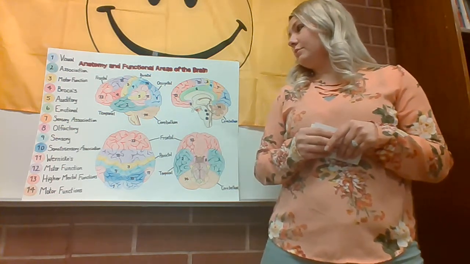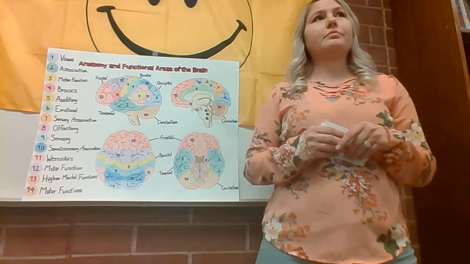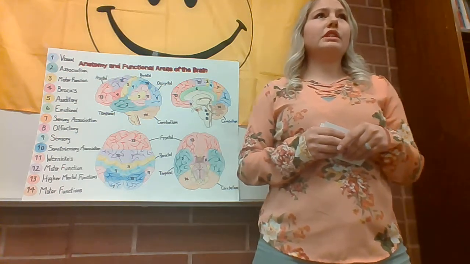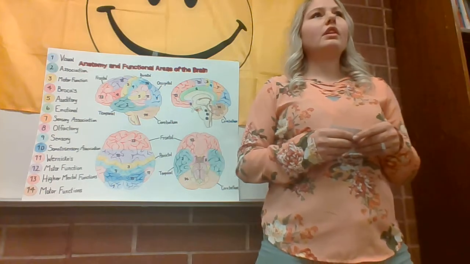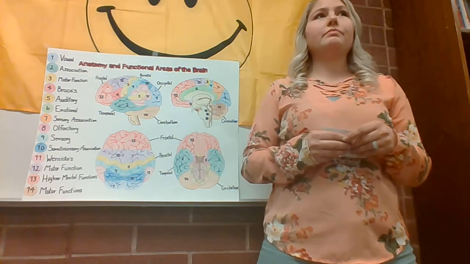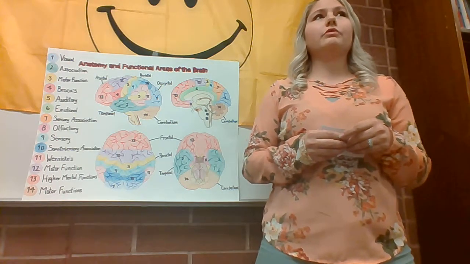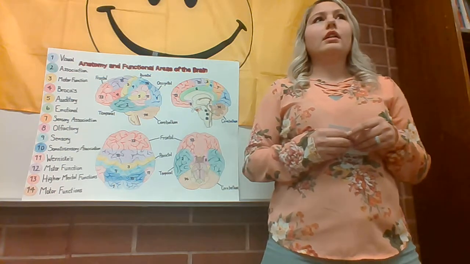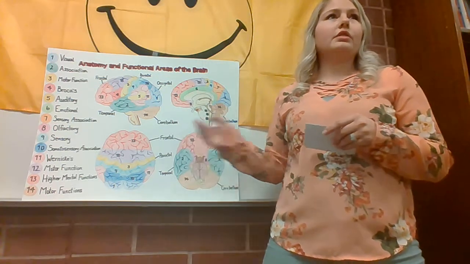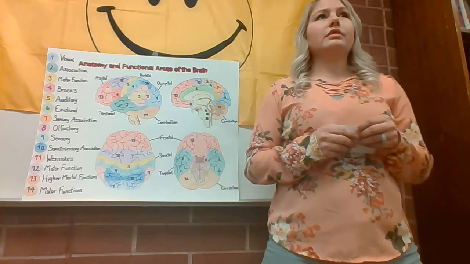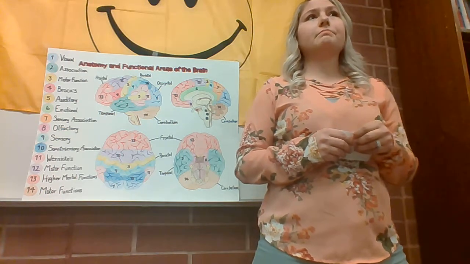Following is 7, which is the sensory association area, 8 is the olfactory area, and 9 is the sensory area. Then we have 10, which is the somatosensory area, and 11, which is Wernicke's area. 12 is the motor function area, and 13 being the higher mental functions area. Lastly, we have section 14, which is located within the cerebellum and is known as the motor functions.